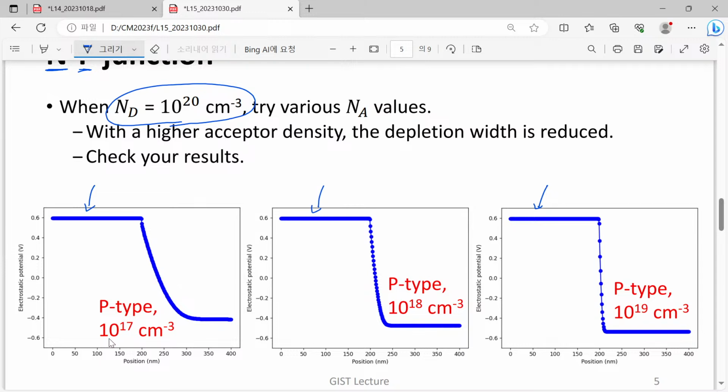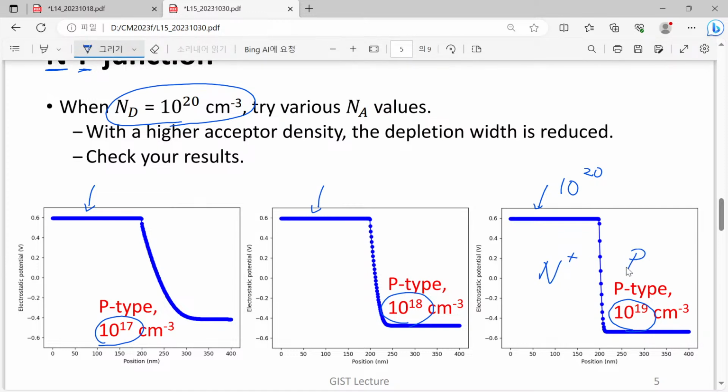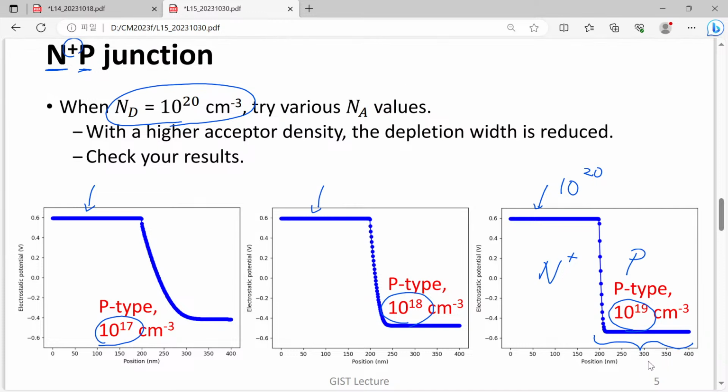In every case, it is much higher than our P-type doping density. Then we have changed the P-type doping density, for example 10 to the 17, 10 to the 18, and 10 to the 19. Oh, 10 to the 19 is already quite high. However, everything is really relative. Since N plus is 10 to the 20, and P type is 10 to the 19, this can still be called an N plus P junction. And here every interesting thing happens only in the p-type region.